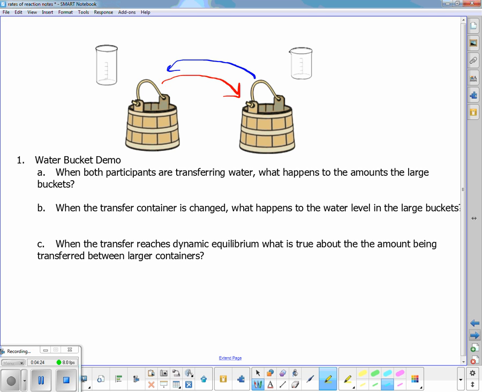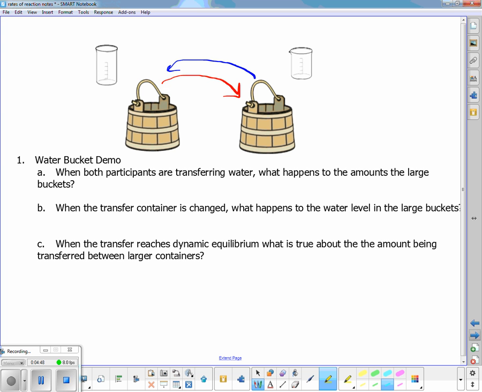We did the bucket demo where we moved things back and forth. When both participants were transferring water, what happens to the amount if I had one side large and the other side small? It equaled out if I was using the same size beakers. But if I change the size of the beakers, what happened? Depends on what side I had the big beaker, which side I had the small beaker, right?